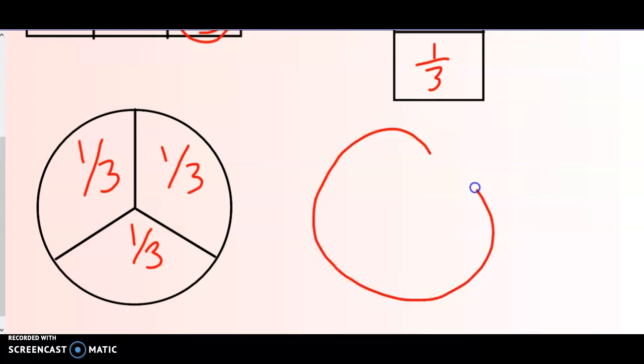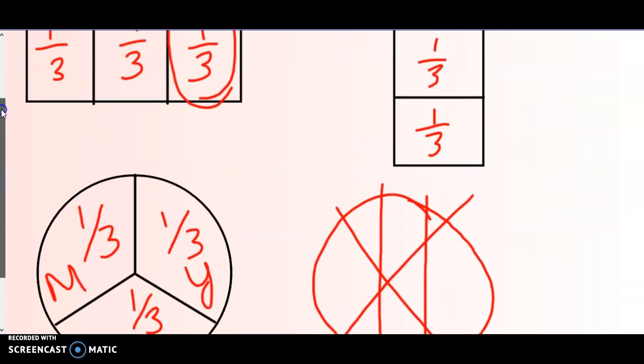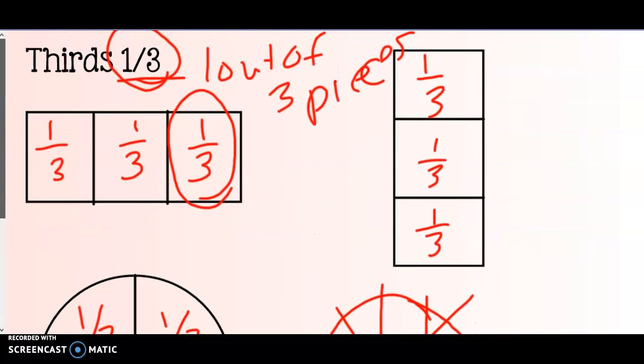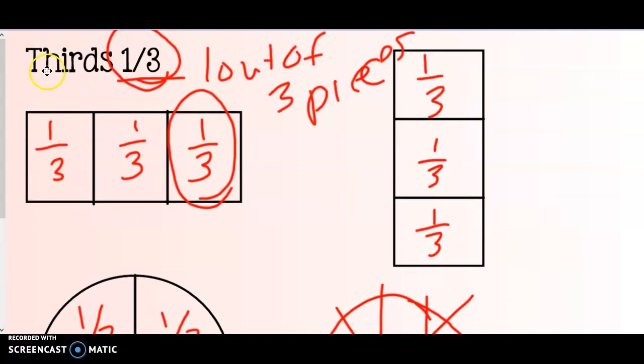Now, if I take a circle and I cut it like this, are we all getting the same amount? No. This is my piece. This is your piece. And then this is my friend's piece. Did we all get the same amount? Yes. But if I do that over here, do we get the same? No. That is not equal, and that is not equal thirds. So this is how we partition rectangles and circles into thirds.